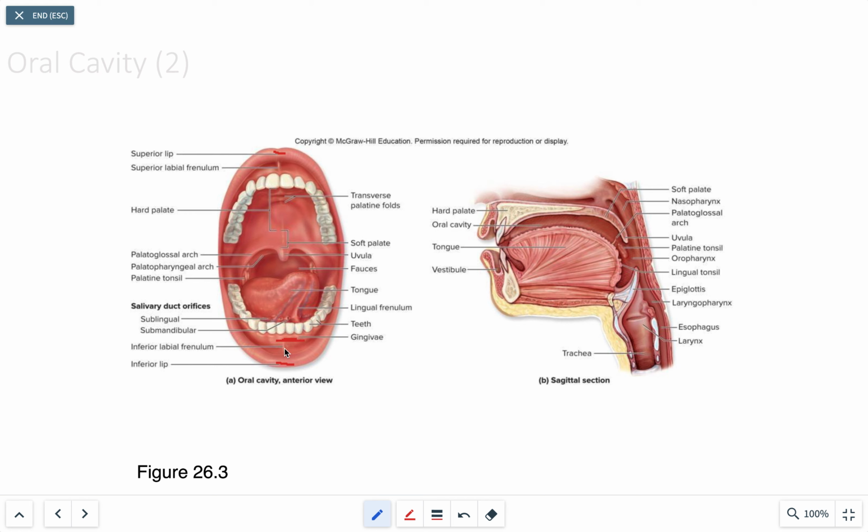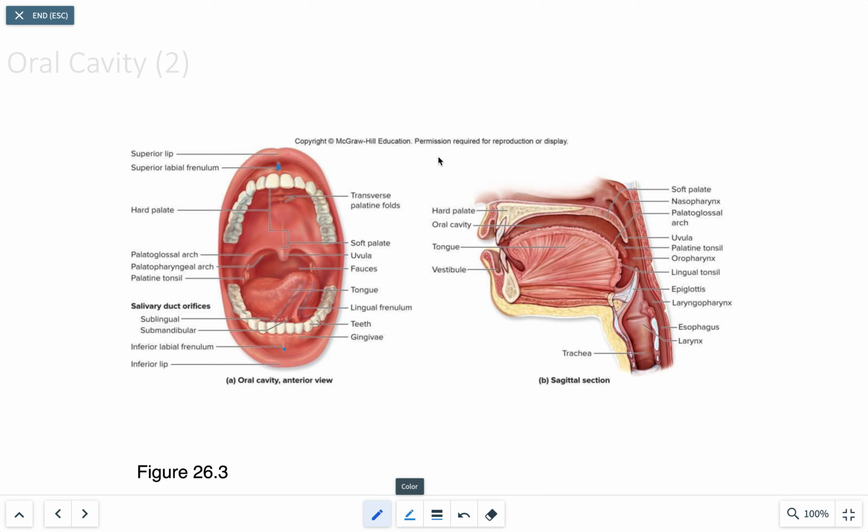And the lips and the gingivae are connected by the labial frenulum, this little part right here. When we're looking at the labial frenulum, we see the connection between the gingivae and the lip. And we see that in both the superior and the inferior side.